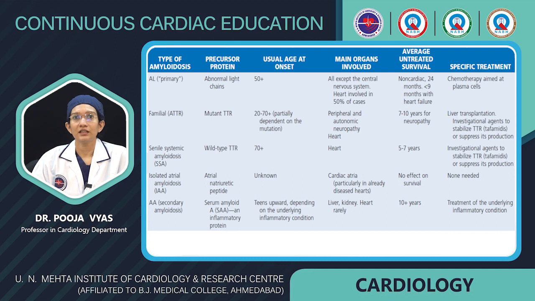In isolated atrial amyloidosis, the precursor protein is ANP, and it involves particularly the cardiac atria, and there is no effect on survival. While in secondary deposits, secondary to AA type of amyloidosis, secondary to some inflammatory condition, it involves liver, kidney, and heart. The heart is rarely involved, the expected average survival is more than 10 years, and the treatment is to treat the underlying inflammatory condition.